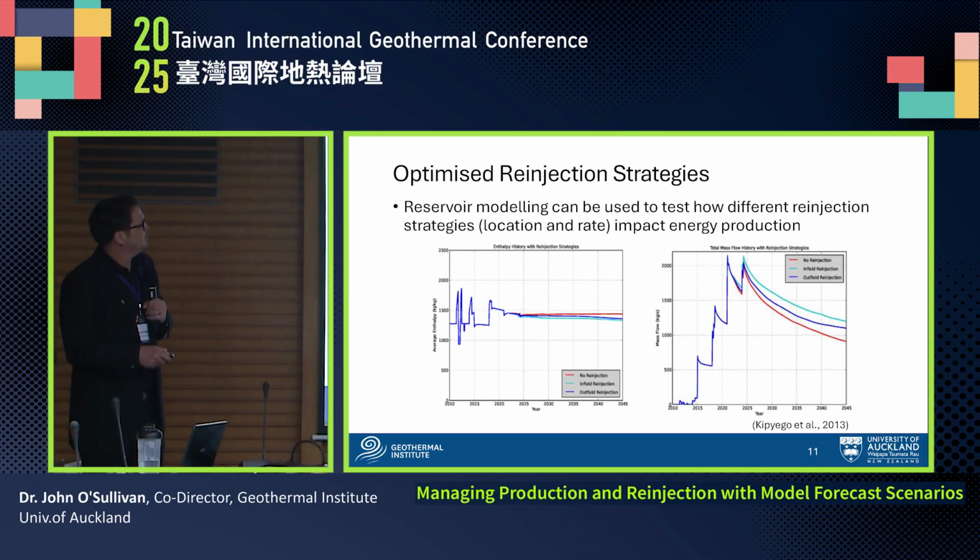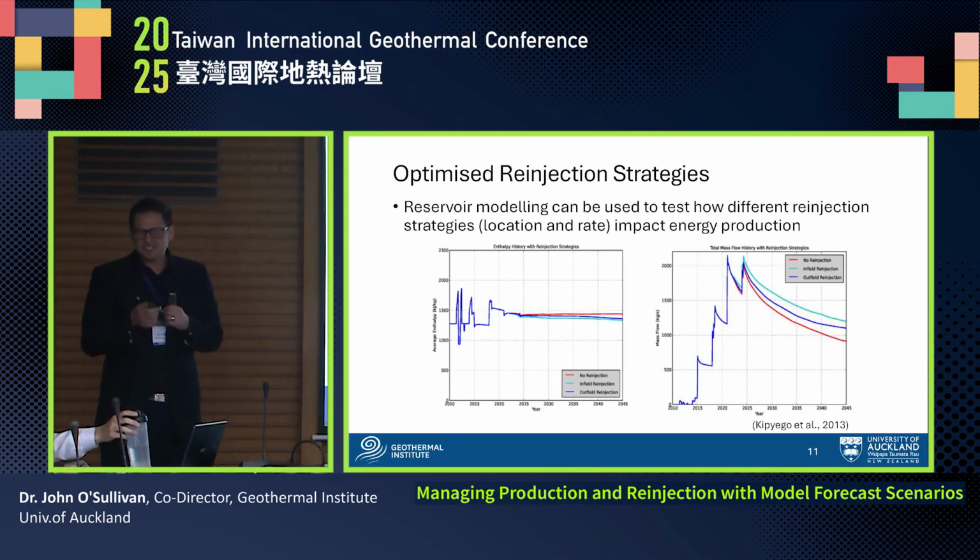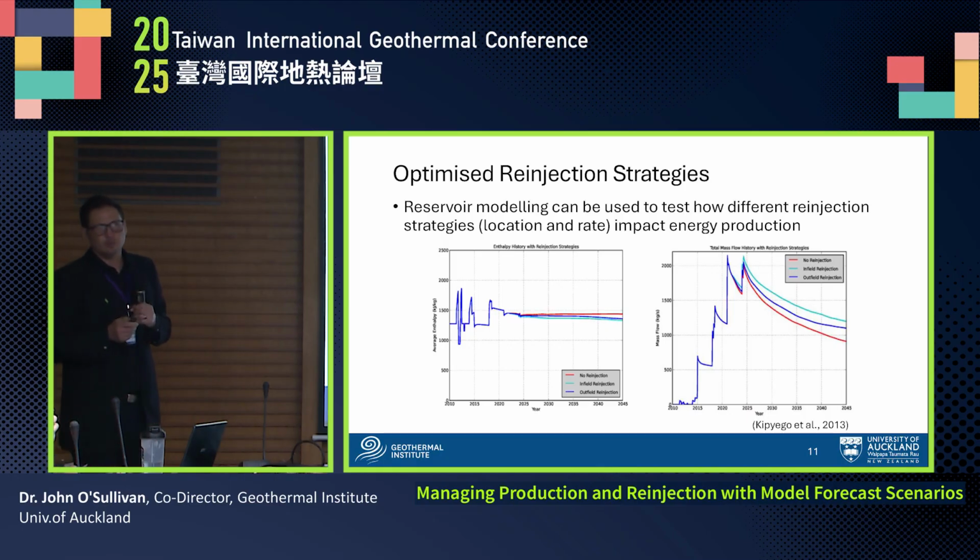When we move to our in-field reinjection, we get the most pressure support, so the best production, but we see the highest level of decline in our enthalpy and temperatures. And then the outfield reinjection is kind of a mix of the two. We get some pressure support, and we see less temperature decline, but then eventually we do see that thermal breakthrough coming through. And this is a key tool, is using reservoir models to help plan this in your system.